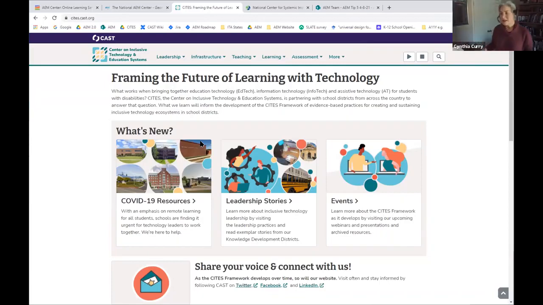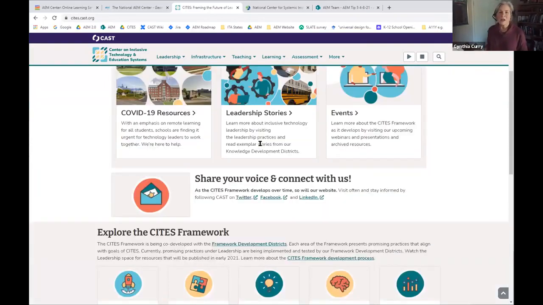So what we're doing with CITES is based off of the National Education Technology Plan. We're adapting it into a new framework that really shows specifically what are the practices related to leadership, to teaching, learning, and assessment, and to infrastructure that really supports an inclusive technology ecosystem. And of course, at the state and district level, that's really important when it comes to a consistent and reliable system for providing accessible materials and technologies.